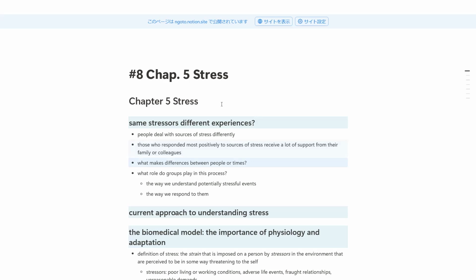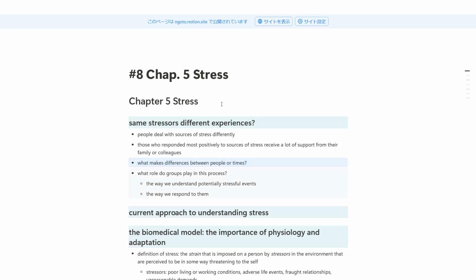So what makes differences between people? What makes some people so stressed out by a stressor, but others not so stressed out by the same stressor, or even the same individual so stressed out by one stressor at one time, but not so much at another time? What makes these differences? Is that because they understand the stressor differently, or because they are supported by others at one time and not at another, or is there any other reason?